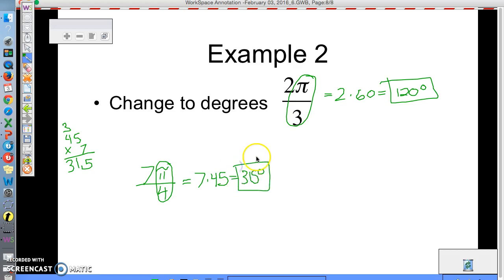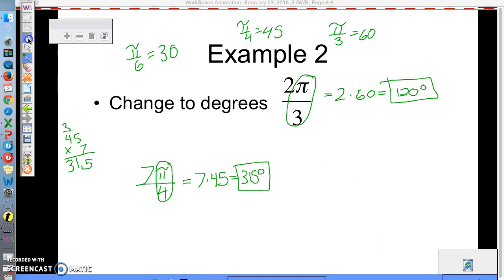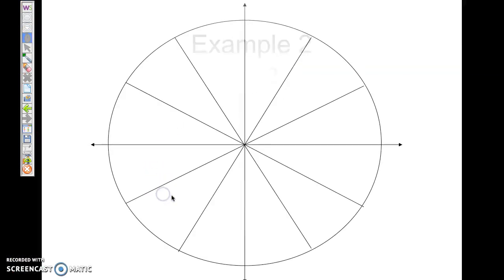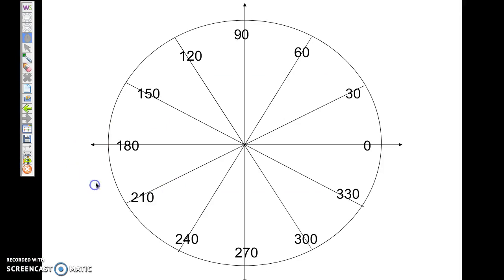So as long as you know those three, you're set. Pi over 6 is 30, pi over 4 is 45, pi over 3 is 60. So on our unit circle here, we're going to name all these common ones here.